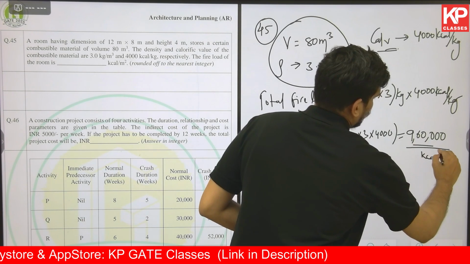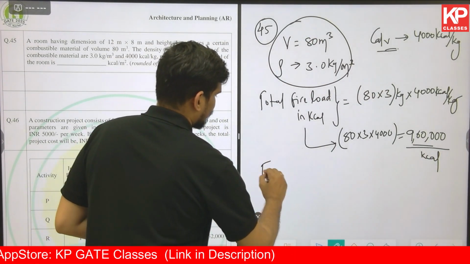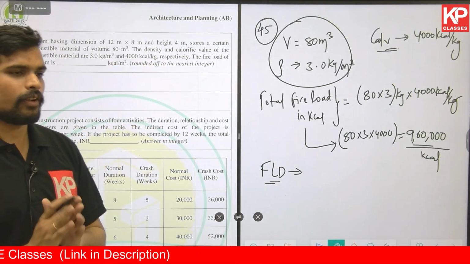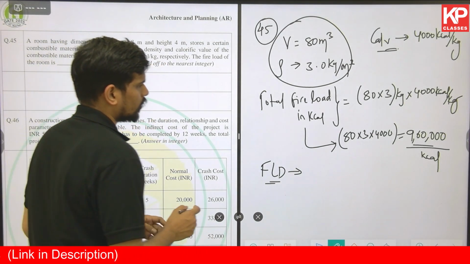9,60,000 is the total fire load in kilocalories. Last step, fire load density. I'm using fire load density, but they have mentioned fire load, but they're talking about fire load density based on the measurement units. You understand that.